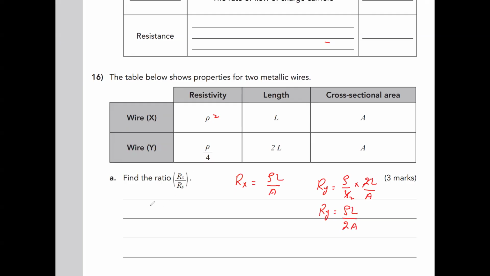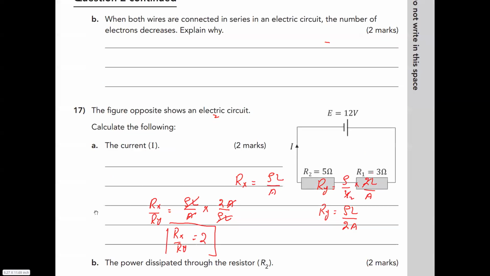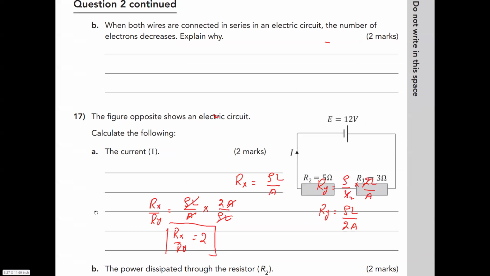Now we have to take the ratio. So Rx over Ry is equal to Rx, which is rho L divided by A, and Ry here is rho L divided by 2 times A, so we just take the inverse. Area cancels, rho L cancels. So Rx by Ry is equal to 2. So this is my answer to question number 16.